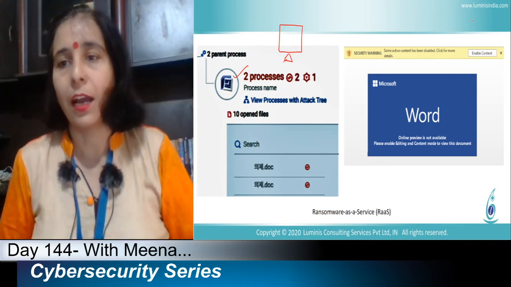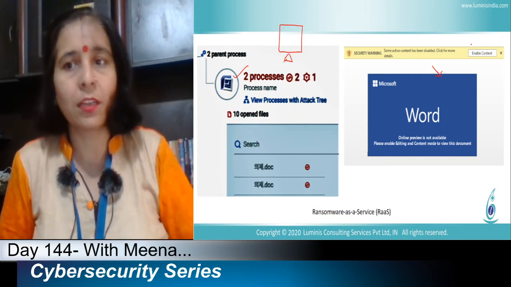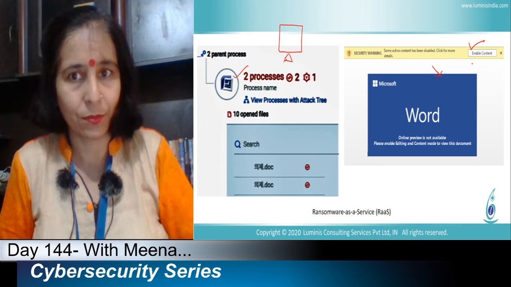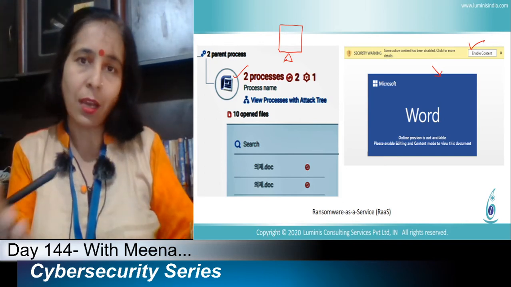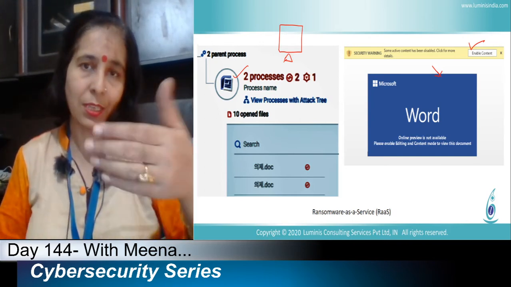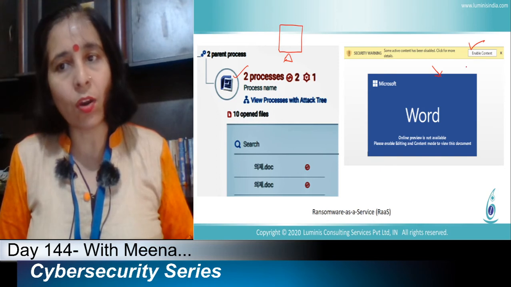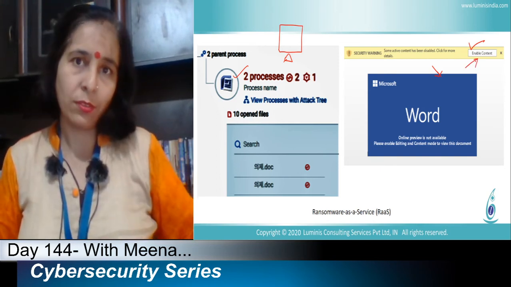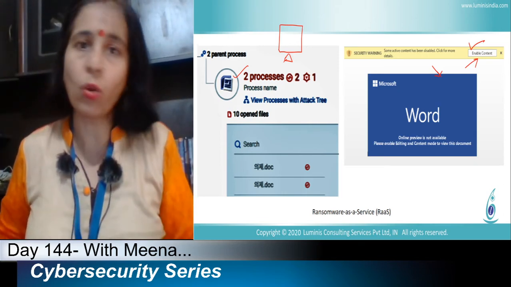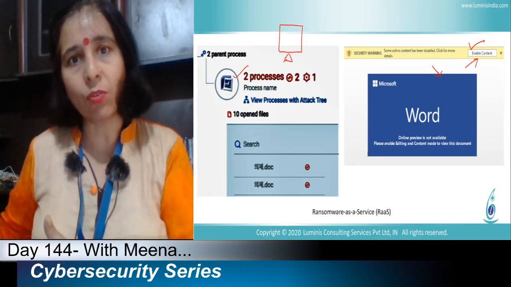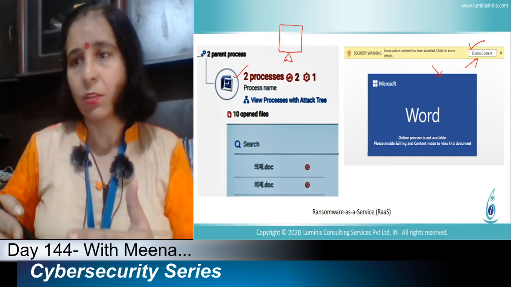Let's see what happens. When you click on the Word document, it will ask you to enable content. When you enable content, it will show you whatever they have written in it. Once you click this button, macros run in the background, and those macros call multiple functions which you don't know about because they run in the background. They are using coding that can bypass our security systems.